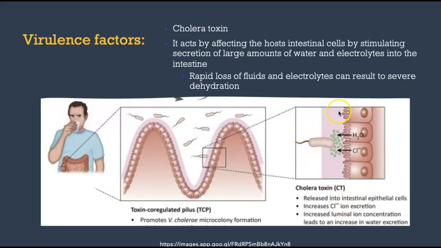In this photo, we have the cholera toxin being released by Vibrio cholerae in the intestinal epithelial cell. This leads the body to secrete an enormous amount of water and causes rapid loss of fluids and salts.